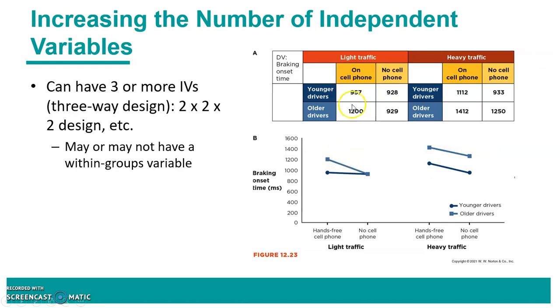So this would be 1 independent variable is cell phone usage, on or off. Another independent variable is age, young or old. And then the 3rd independent variable is traffic level. Okay, so light traffic or heavy traffic. Okay, and these might be a mix of within groups and between groups variables.